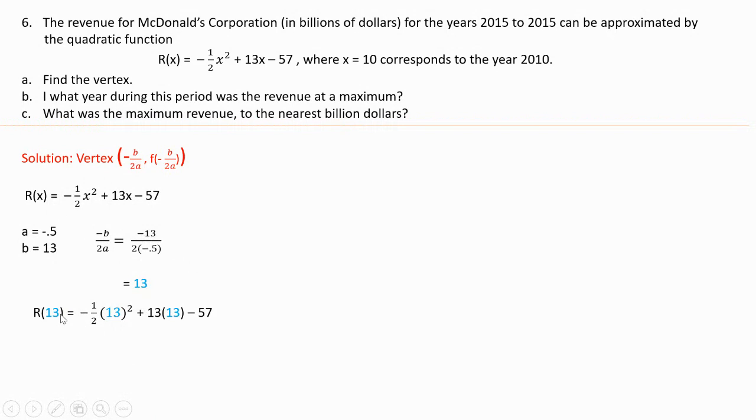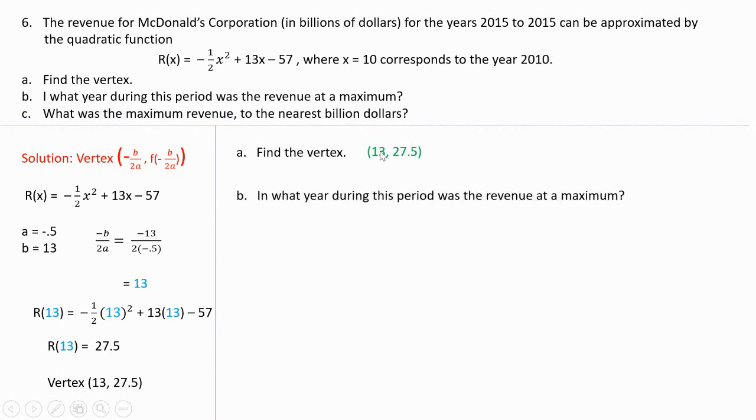Then we find R of 13, right? To find the y value of the vertex. After you plug into the calculator, you should get something like 27.5. So this is your vertex, 13 and 27.5. That's the answer for A part. Now for B part, it's going to be the x part of the vertex, but it's in years, right? Going back to where it says x equals 10 corresponds to the year 2010, so 13 corresponds to the year 2013. So the answer will be in 2013 was the revenue the maximum.